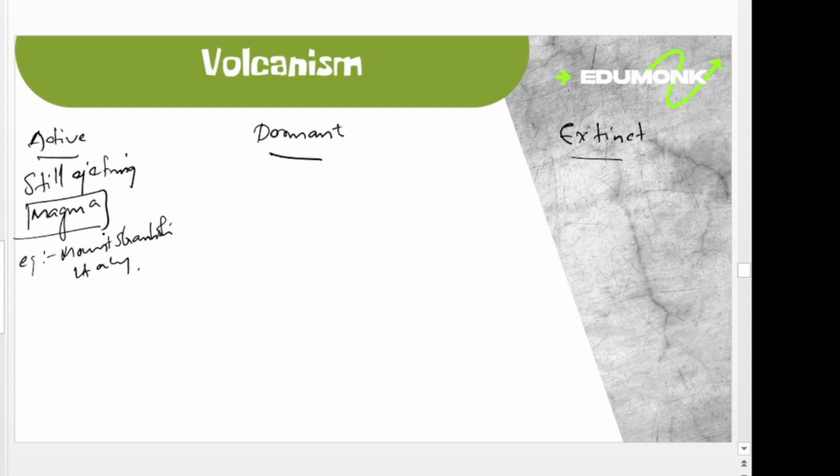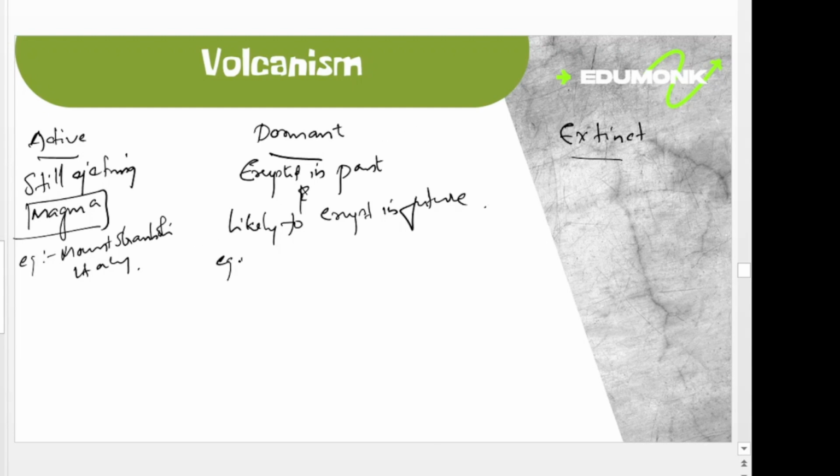Then we are moving to dormant volcano. These are the volcanoes which erupted in the past and are likely to erupt in the future, but have no present eruption. For example, we can say Mount Vesuvius in Italy.